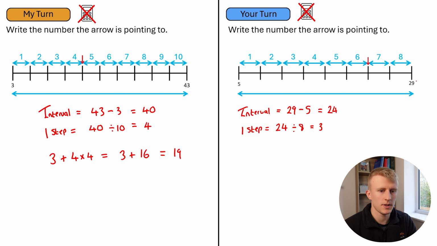And in this case, it makes a lot more sense to start at 29 and count backwards. So we need to go back 2 steps. So I'll take 29 and I will take away 2 of my steps. And remember, each step was 3. I'll do my multiplication first. So 29 subtract 2 times 3. 2 times 3 is 6. 29 subtract 6 is 23. My answer is 23.